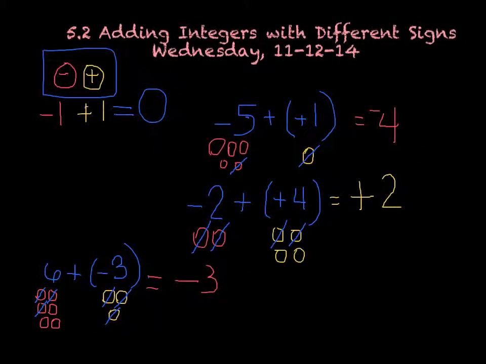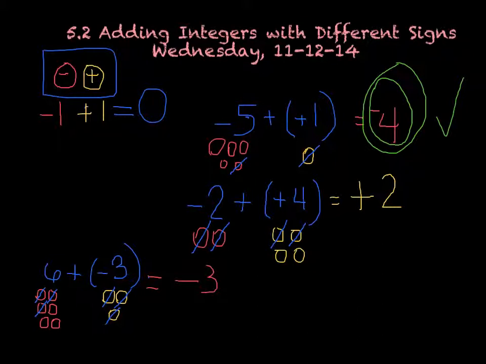Okay? Now to do this without chips, let's explore our answer that we got here. We got -4. Okay, we had a negative and a positive, and we ended up with 4. It's kind of like we subtracted, right? If you take 5 and you subtract 1, you get 4. And because we had more negatives than we did positives, our answer is negative.